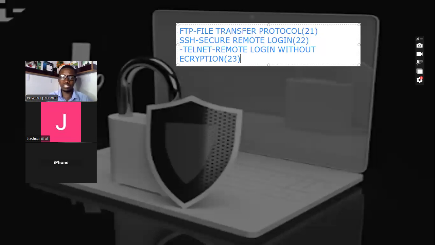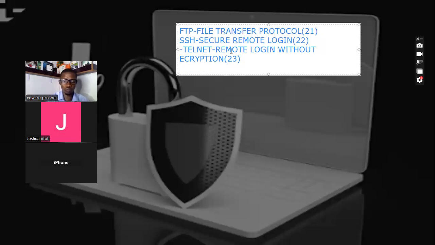So this is the protocol that handles remote login without encryption. The word encryption is a security terminology. It means when something is coded, when something is locked. So when we say without encryption, even though it is not locked, this protocol still allows you to log in.